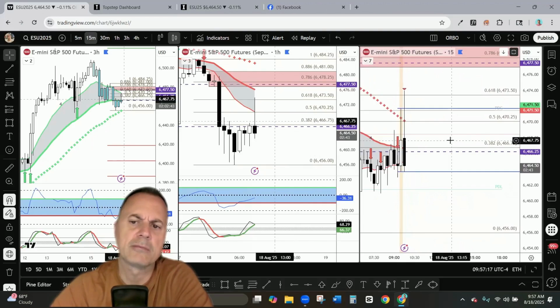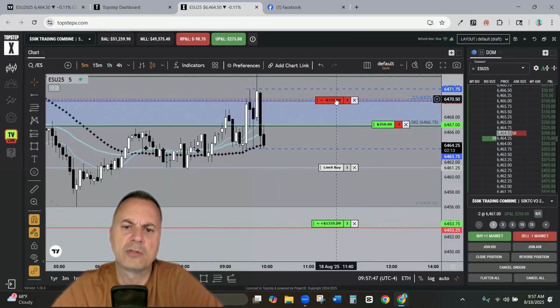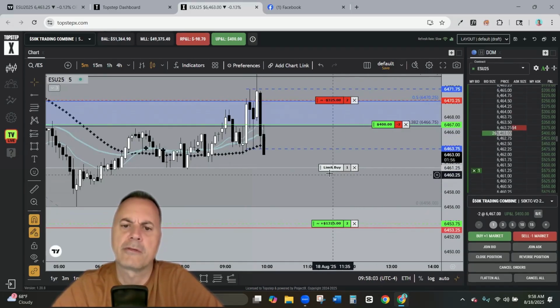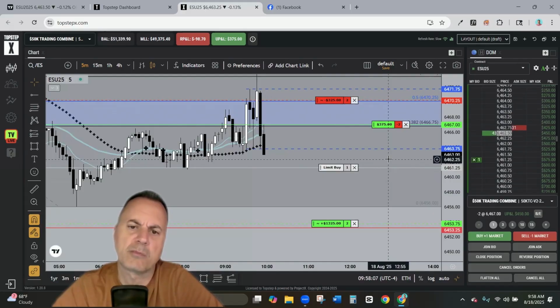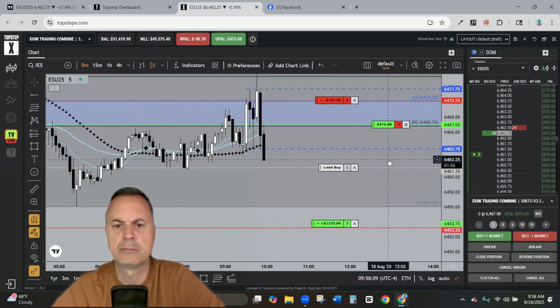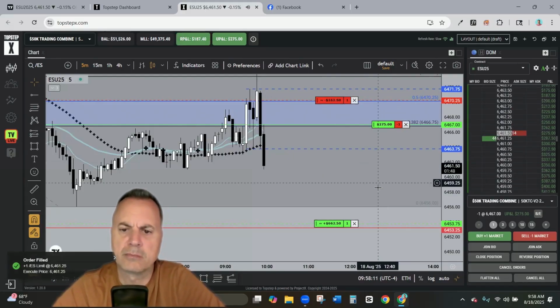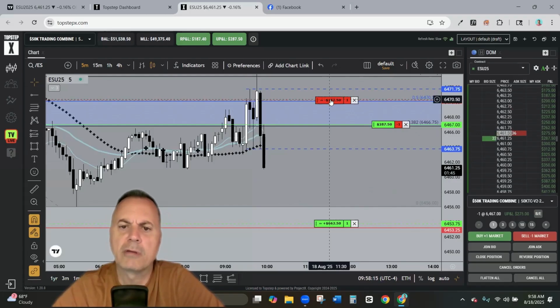To recalculate on the 5-minute chart, we need a break below, close below this opening range here. There we go. There we go. Let's see a nice move here. Nice breakdown. Order filled. Very nice. Let's get risk free.